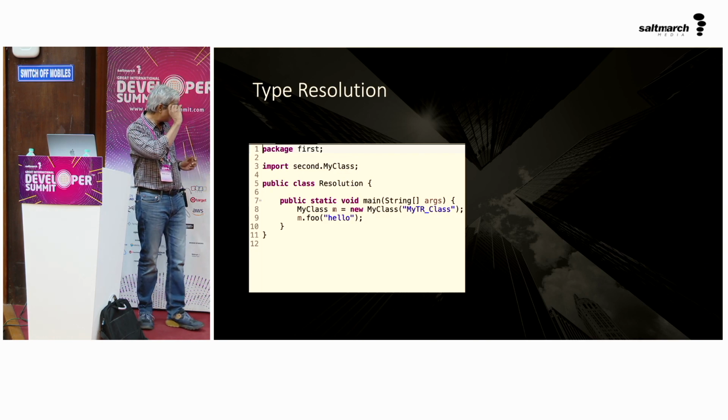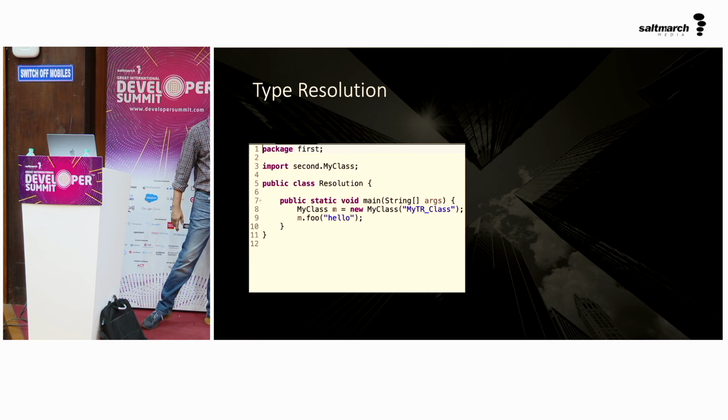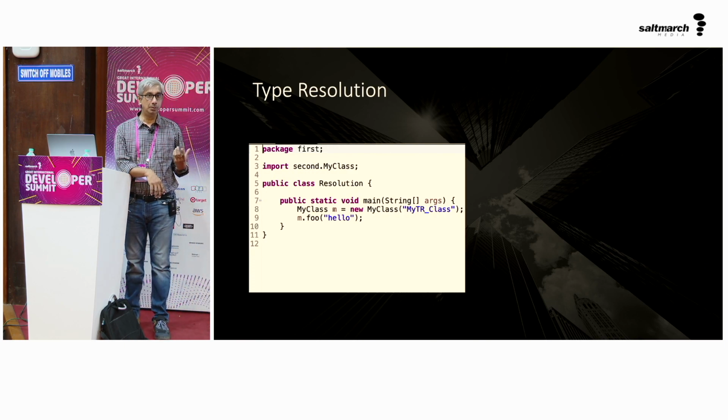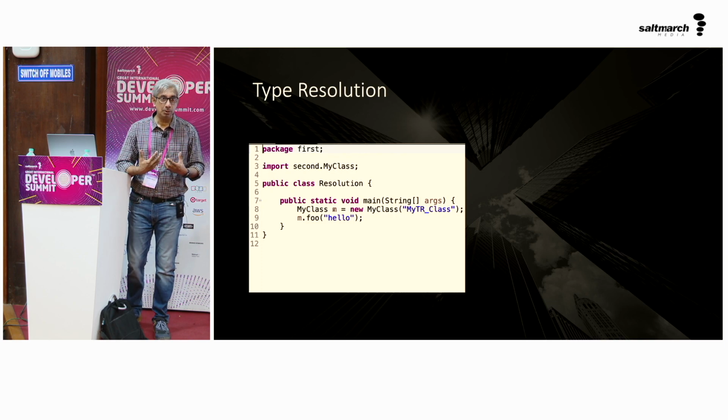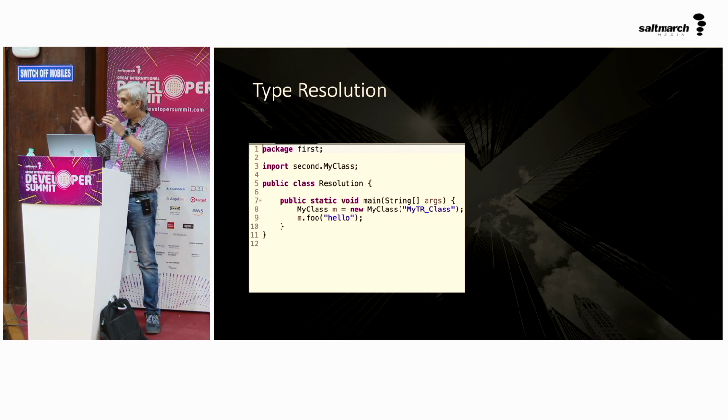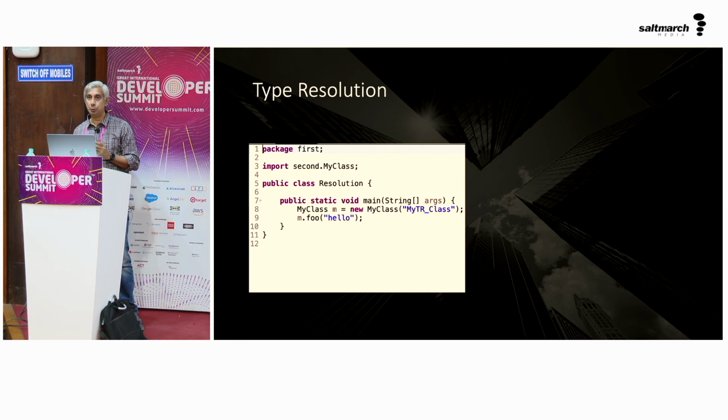So the compiler comes in and it says, my class is a text, right? So it figures out what the type is. And why is it important? How is it not straightforward? It actually looks at what are the types that are available to you.